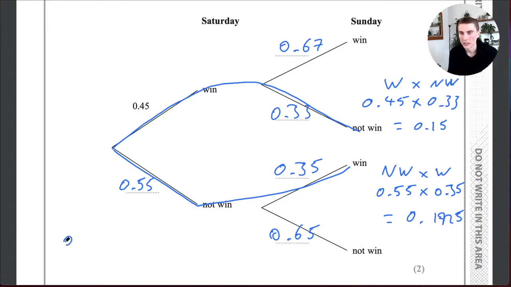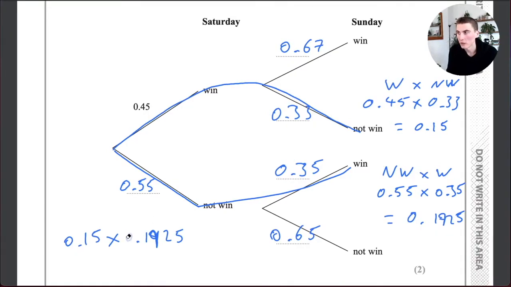So the total would be 0.15 plus 0.1925. I can't even read my own writing. My handwriting is quite bad on paper, so it's kind of even worse here. And that, sorry, should be a plus. Sorry, let me just correct this. 0.15 plus 0.1925. Okay, so that's that.